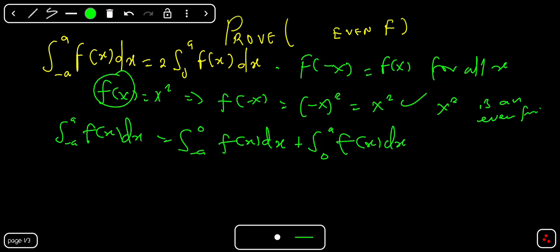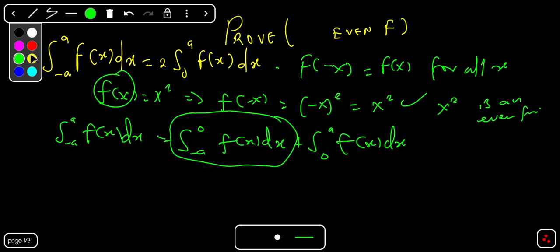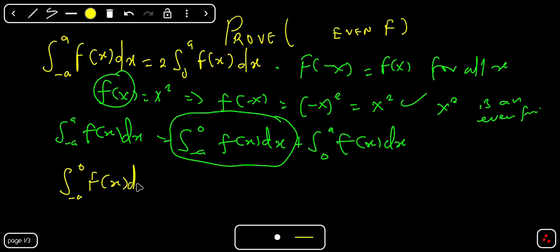Now the next thing we are going to do is to deal with the first integral, which is the integral from negative a to 0 of f of x dx. We're going to make a substitution: let x be equal to negative t. Then if we differentiate, dx is equal to negative dt. If you substitute the limits, when x is 0, t will be 0. And when x is negative a, the negative signs cancel, so t will be equal to a.